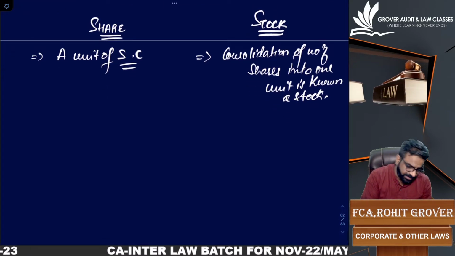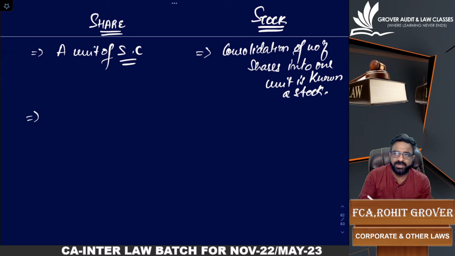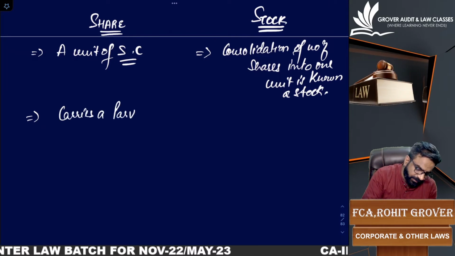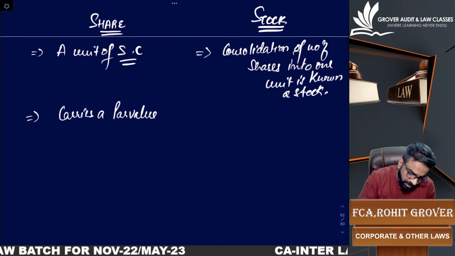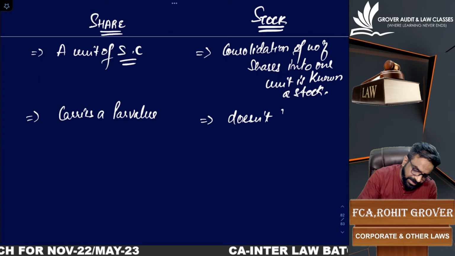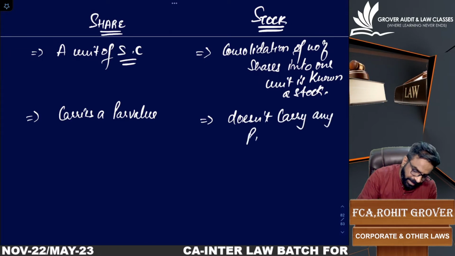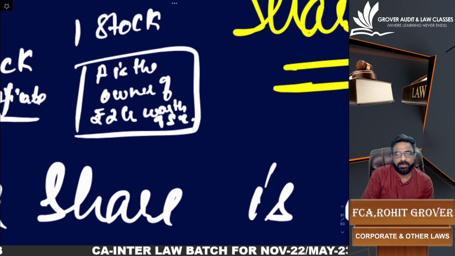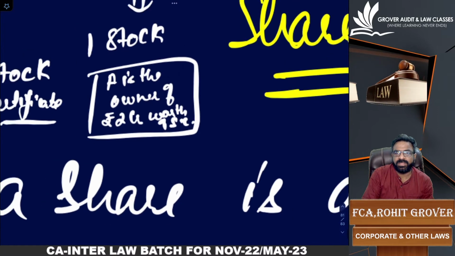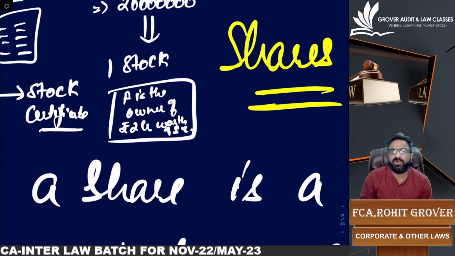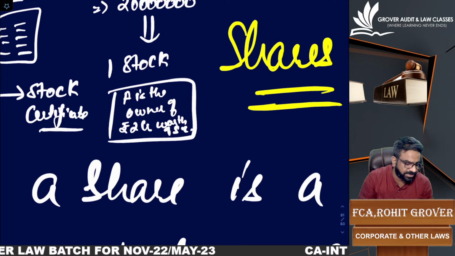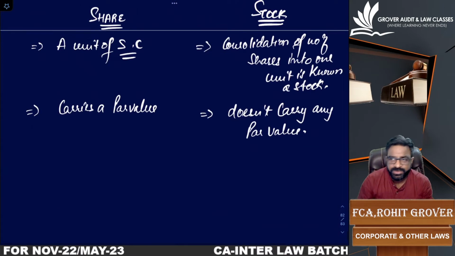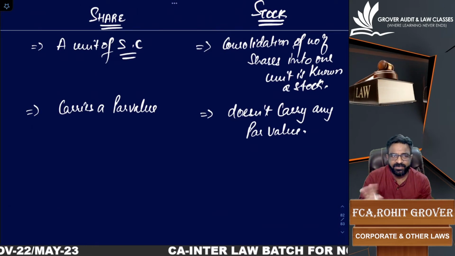What is the next major difference? Now tell me whether the share carries the par value or does not carry the par value. Yes, a share carries a par value, but when you convert your shares into stock, it does not carry any par value. Now can you read this certificate? What is written? A is the owner of 2 crore worth shares. Anywhere is it written 2 crore shares of 10 rupees each or 20 lakh shares of 1 rupee each, something like that? No, sir. So when you convert your shares into stock, what do you lose? You lose the par value of the shares. Did you understand difference number 2?